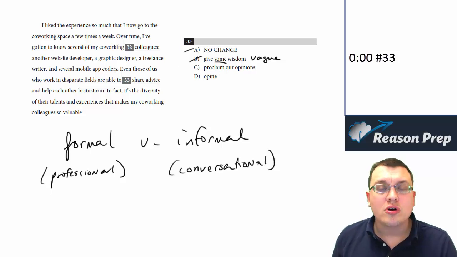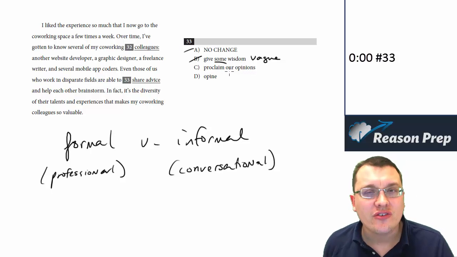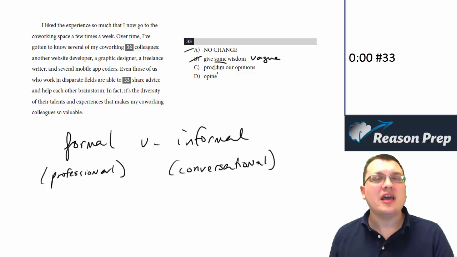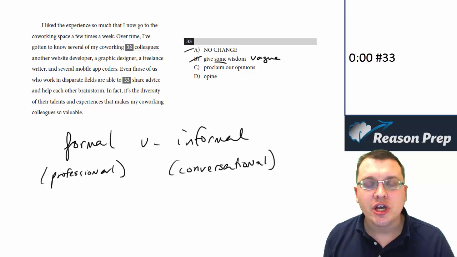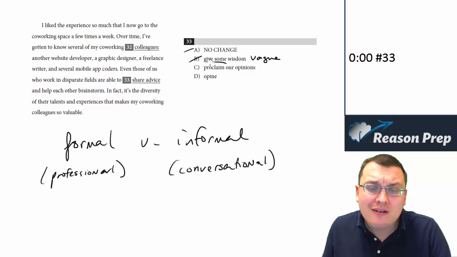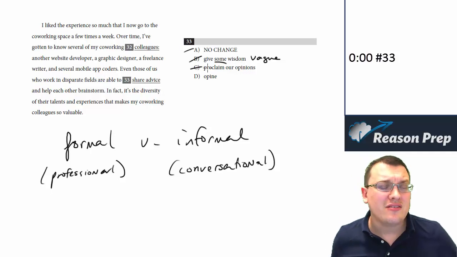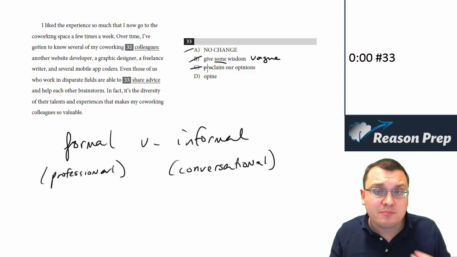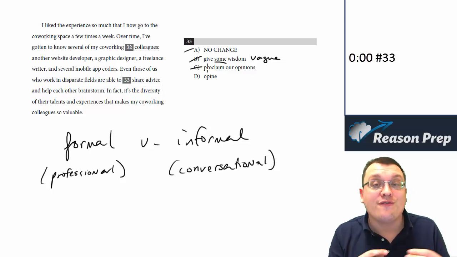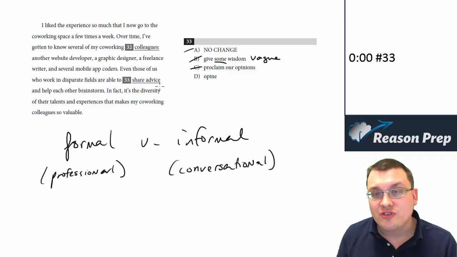Are able to proclaim our opinions. So this is almost too formal, right? Proclaim our opinions. It's very lofty, very highfalutin language. But do we really need that here? No. Share advice does the job just right. You could also argue that proclaim our opinions isn't very specific, whereas share advice makes it clear that they're going back and forth and helping each other. So yeah, C is not going to work.